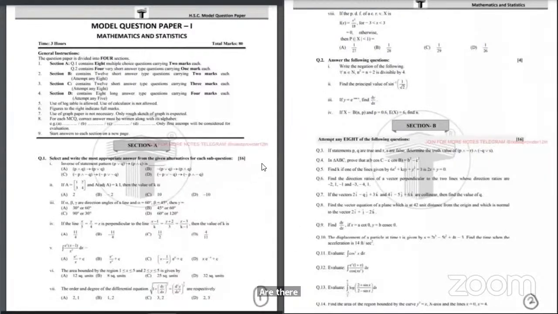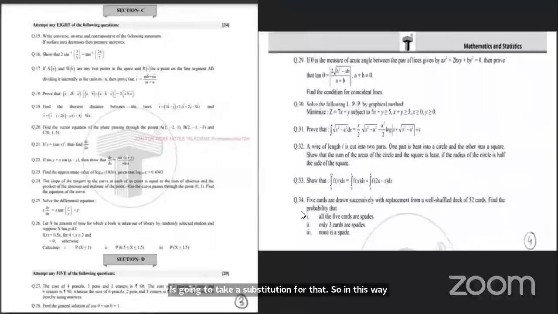So you can see simple examples here. For B section, you can see cos square x only. So here e raised to x, 1 plus x cos x e raised to x. So here x e raised to x, you are going to take a substitution for that. In this way, using the substitution method, they will ask for integration. These are the type of examples they ask.